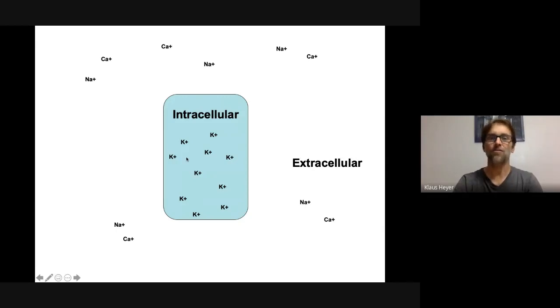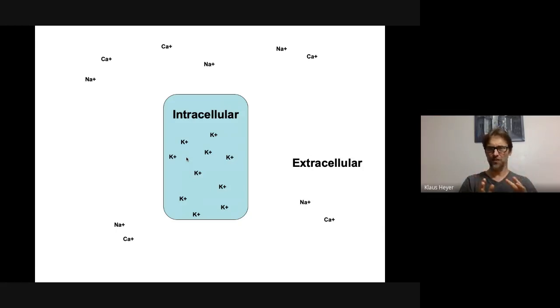And then inside the cell here, you see that there's potassium. So K is for potassium. Potassium is an intracellular cation. It likes to hang out inside of cells, and it's a cation.